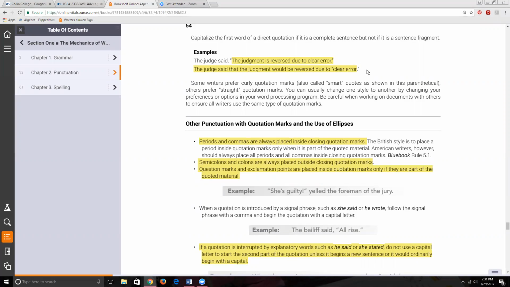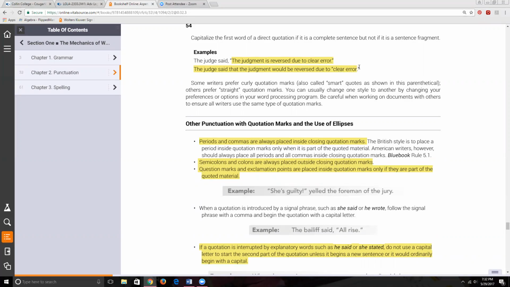If we had clear error in the middle of a sentence, to say the judge said the judgment would be reversed due to clear error and he was wrong, period, we wouldn't put a period here. The only reason we have a period is because the whole sentence is over. But even though this period relates to the whole sentence and doesn't really relate independently to this clear error part, we still put the period within the quotation marks.